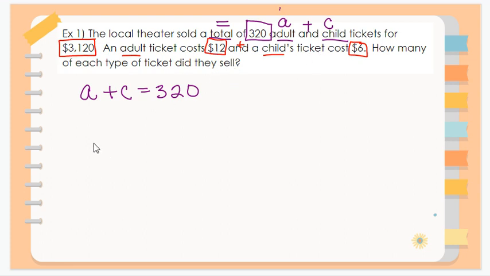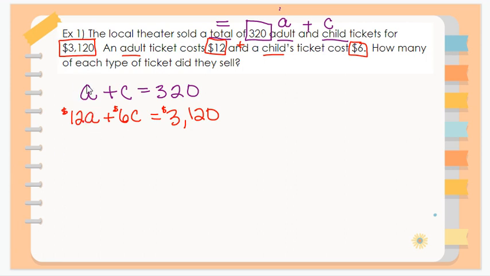Since an adult costs $12 each, we would write that as 12A, and a child's ticket costs $6, so that'll be 6C. And we know that the total of these together equals $3,120. Now notice that I used the money total with the amount of money for each type. So all the money goes in one equation, and the other equation is about how many tickets were sold in total. Now we can see that both of these equations are in standard form. So we can use our strategy of elimination to solve when they're in standard form.